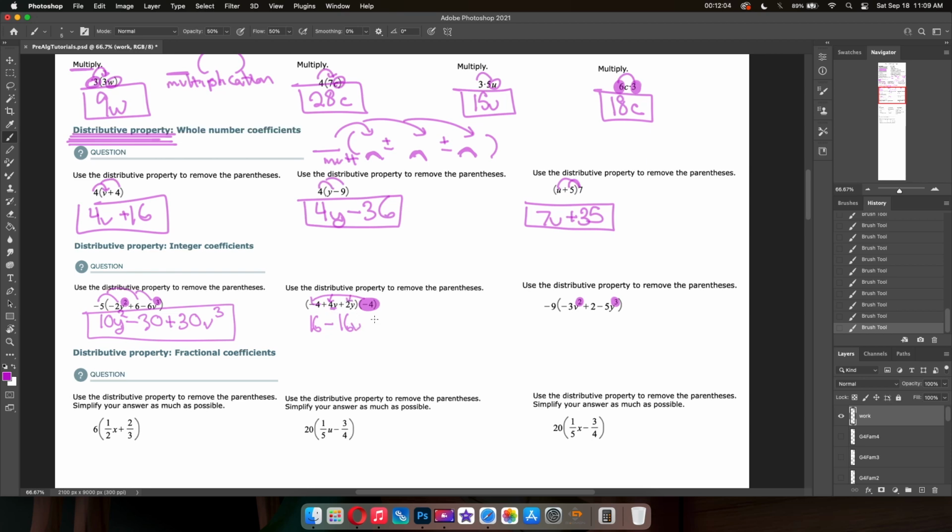4 times 2 is 8. Negative times a positive is a negative. Y was not used, it drops down. And now again, -9 times -3 is positive 27. The V squared drops down. 9 times 2 is 18. 9 times 5 is positive 45. And then Y cubed drops down because we haven't used it yet.